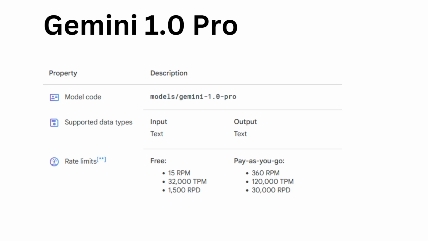So what is the difference between Gemini 1.5 Pro and 1.0 Pro? We know that 1.0, 1.5 is the version. We can see here that the model's name is Gemini 1.0 Pro, and it takes only text as input, and the output is also text. But the other two models, as we already saw, take all four input types and generate text as output.